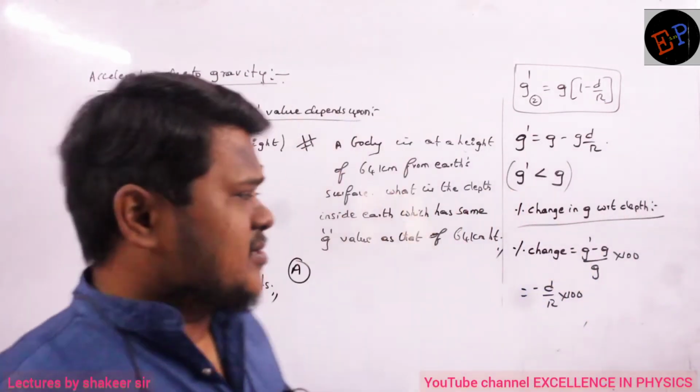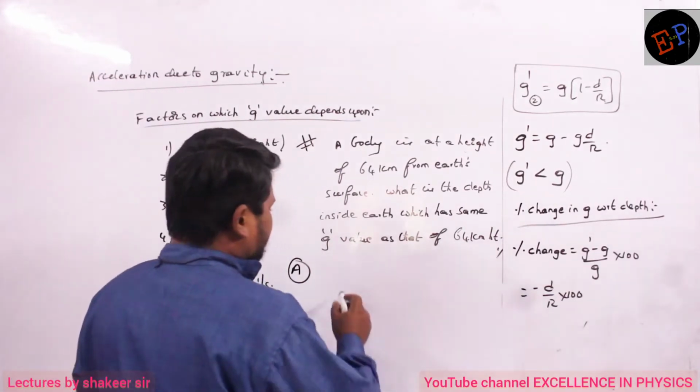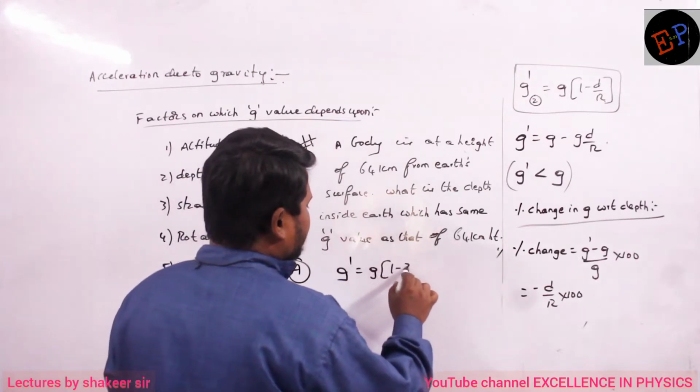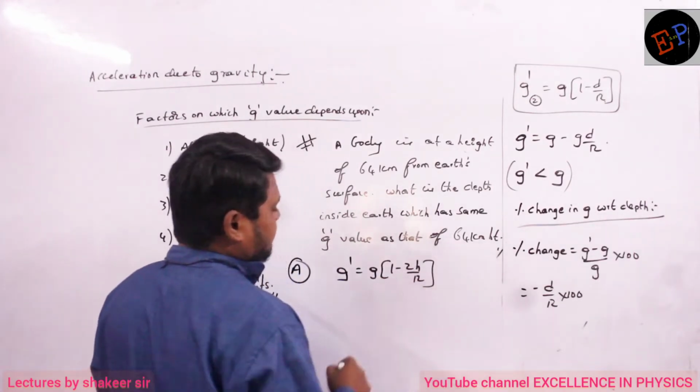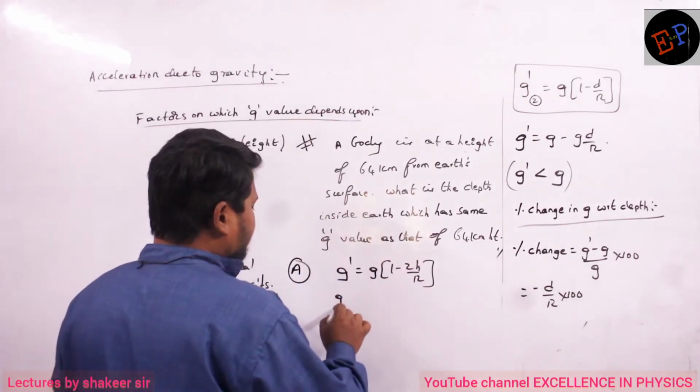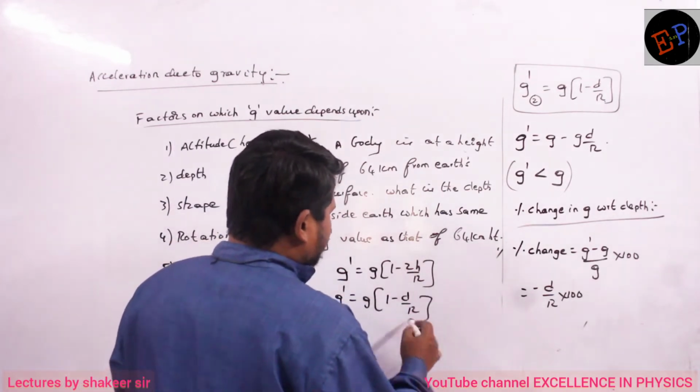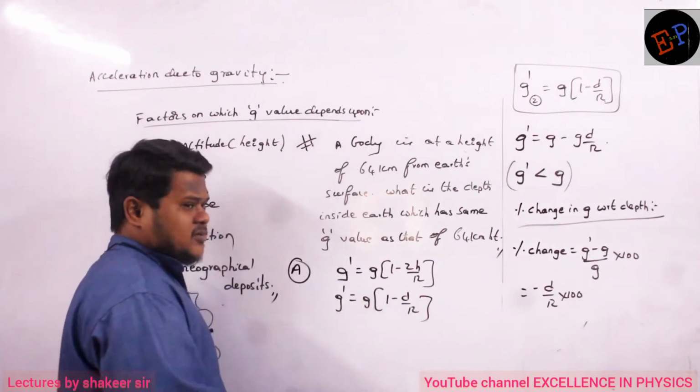Sir, 128 may be correct. So let us see. What is the g value at a particular height? g into 1 minus 2h by R. This is the formula, no? And what is the g value at a particular depth? g into 1 minus d by R. So he said that both g values should be equal, no?